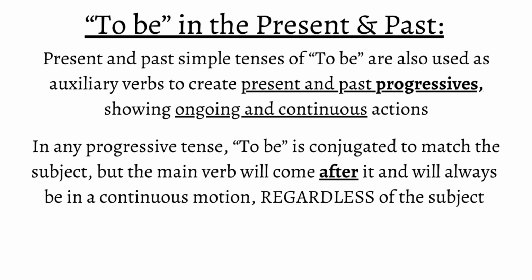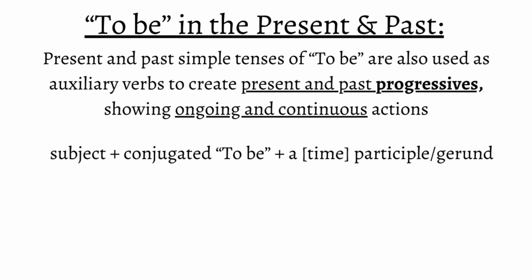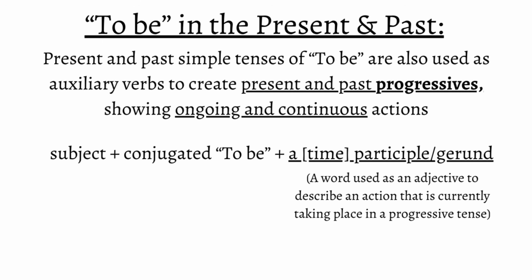To form the progressive in any tense, we take any subject plus a conjugated verb to be that will match the subject plus a participle, also known as a gerund. A participle is used as an adjective that describes the action that is currently taking place in the progressive tense. For most verbs, we take an infinitive and add the letters ing to the end. There are special spelling rules, but this is a topic for the next video.